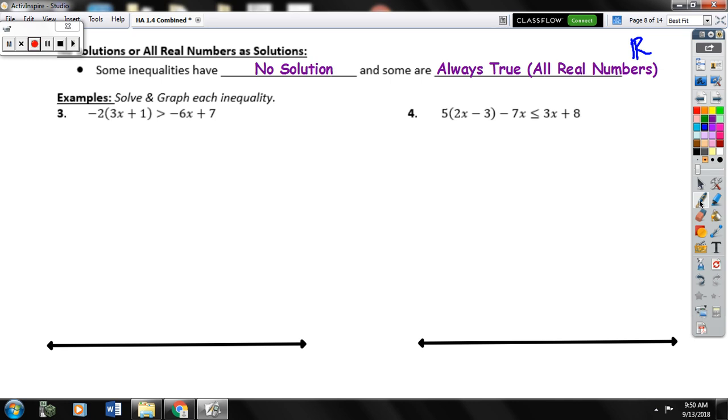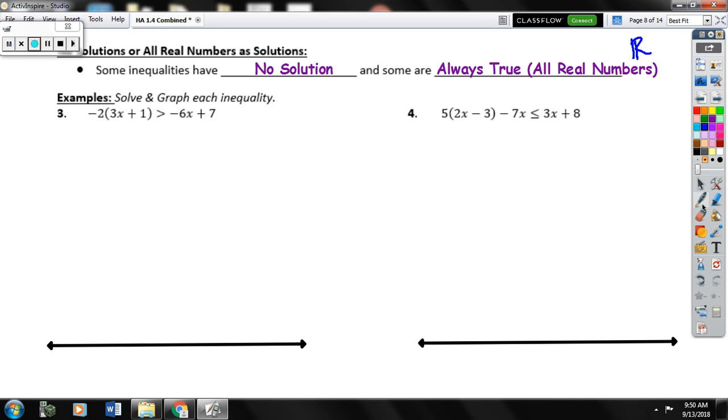All right, solve and graph each inequality. Do you think you can try these on your own? Or do you want me to go for one? Raise your hand if you'd like me to go for one. All right, give them a shot. I will tell you that their answers are either no solution or all real numbers.